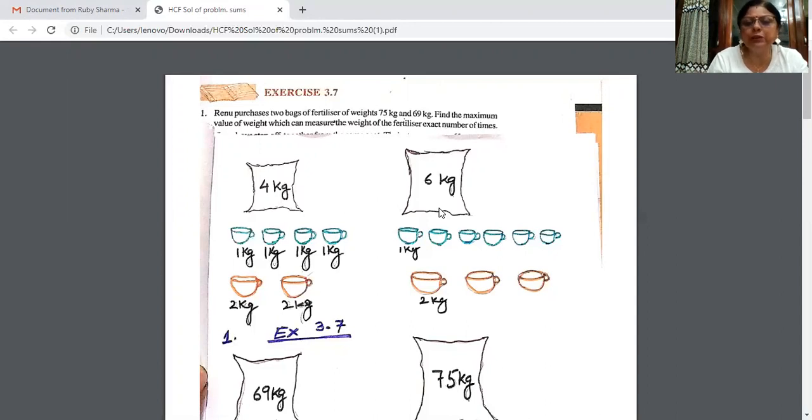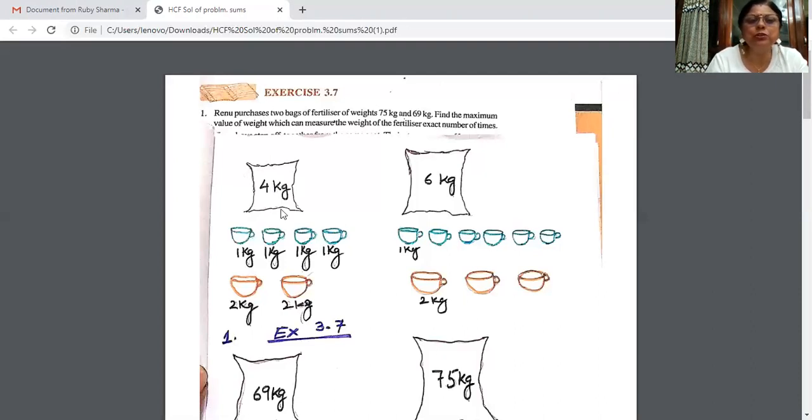Now if I take a 3 kg container, it will measure this 2 times, but this will not measure. It will measure 1 time and then 1 kg will be left. So it is not measuring exact number of times. So I hope the question is clear to you, what exactly they want. So what are you finding out here?